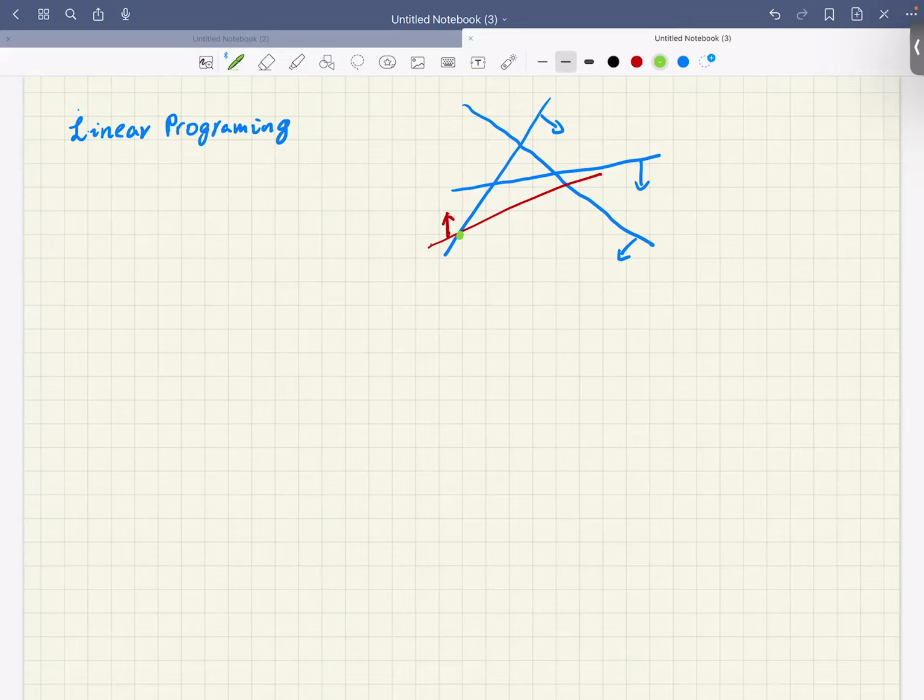Why? Because I don't really care what your optimization direction is. I can always rotate the coordinate system so that the optimization direction becomes the downward direction. You see what I'm saying? So we might as well just focus on the one that I mentioned earlier. Okay, is that all right? All right. So this is linear programming, but this is linear programming in two-dimensional space.